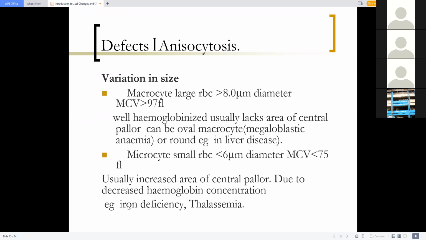Then we think, could it be liver disease? Could it be aplastic anemia? Could it be a leukemia, for example? Could it be a myelodysplastic syndrome? So many causes of macrocytes. I've just given an example there.